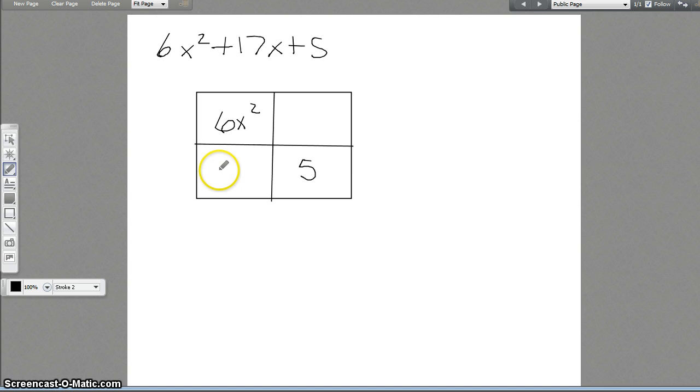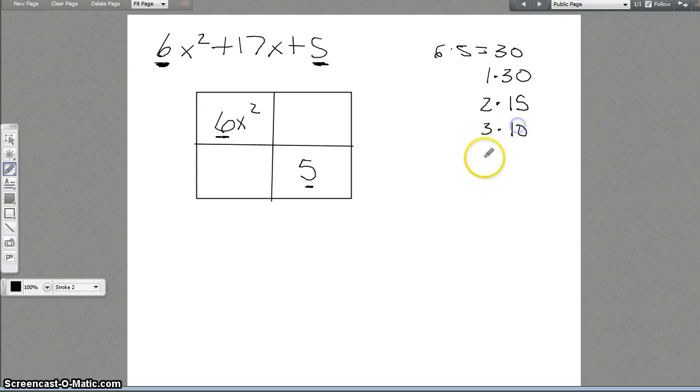To figure out what goes in those other two boxes, what we're going to have to do is multiply the coefficient in front of our x squared by our 5. So we're going to take whatever number is in front of x squared and multiply it by our 5. So that means this number here multiplied by that number. 6 times 5 is 30. Now we have to write down all the factor pairs that we can use to make 30. We can make 30 with 1 times 30, or with 2 times 15, or with 3 times 10, or with 5 times 6.